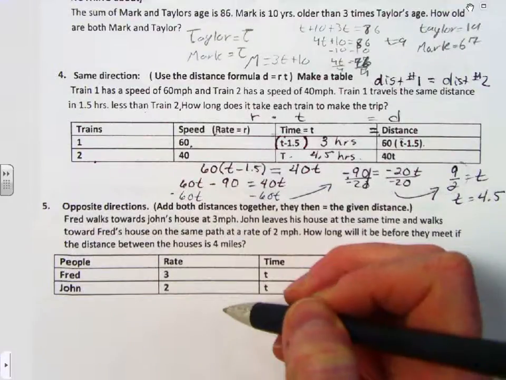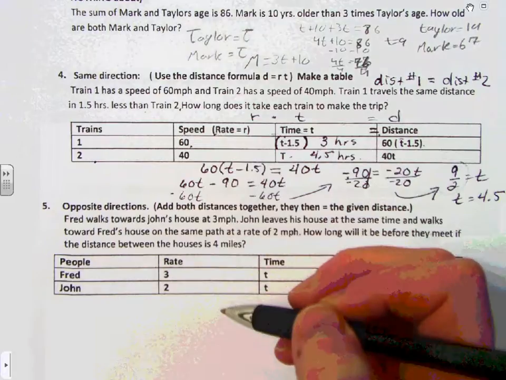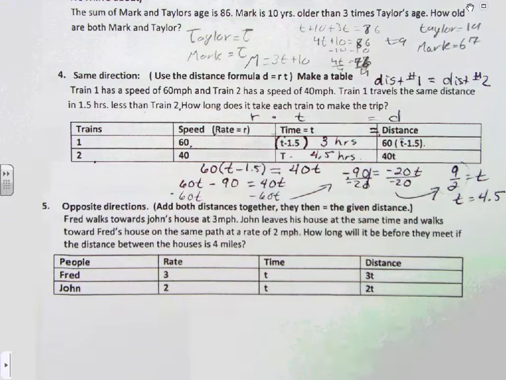Now, this one's different. This is opposite directions. So if I were to have Caitlin standing at this doorway over here, and Thomas standing in front of my desk where the burgundy thing is, and they were walking towards each other, would you be able to understand that the total distance they covered would be the adding of Caitlin's distance and Thomas's distance together would make the total distance that they walked? Does that make sense? Okay.